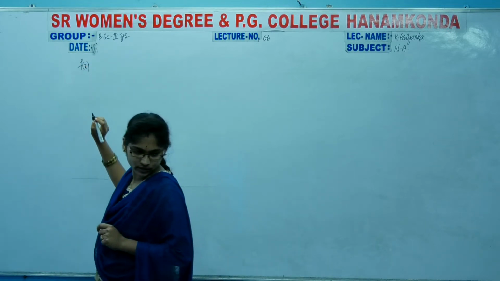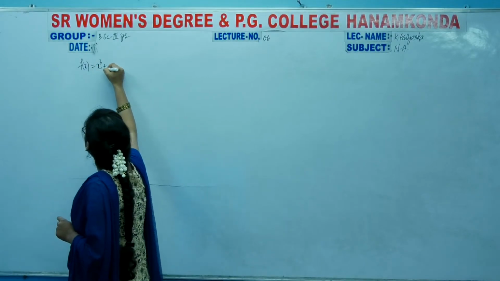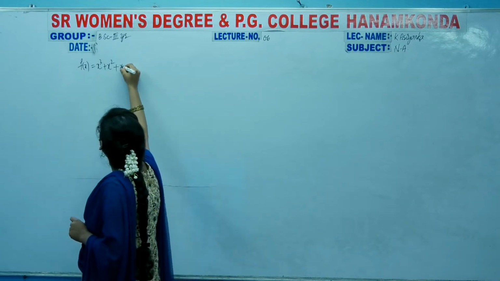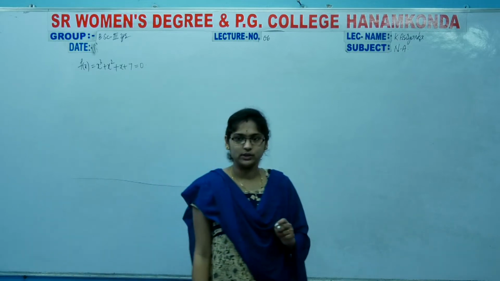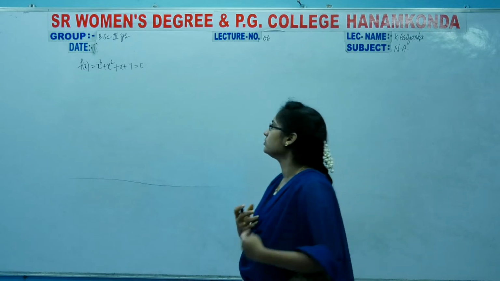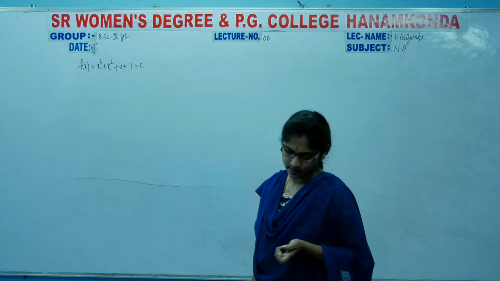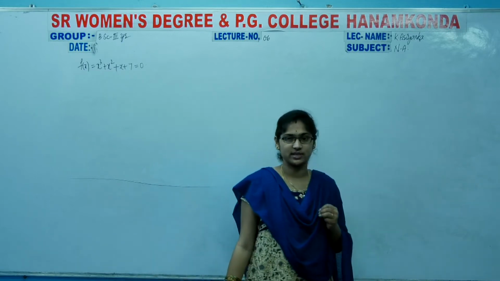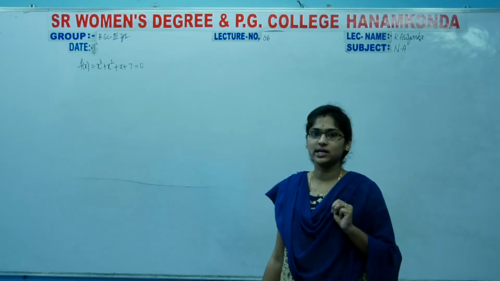equal to x cube plus x square plus x plus 7 equal to 0, correct to 3 decimals. So actually what they are saying, correct to 3 decimals, means after the point we have to take 3 decimals, okay.